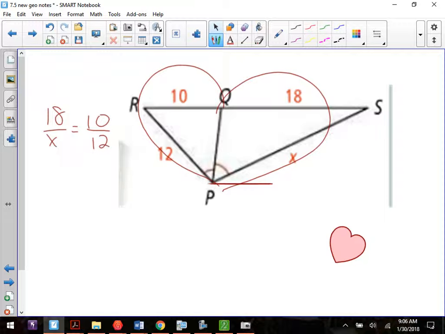Cross multiply and solve. Simplify first if you'd like. If I simplify this, I get 5/6, I believe. So 5x would be 6 times 18. Divide that by 5. And yeah, you got a halvesy on this one, didn't you? 6. It's fine.